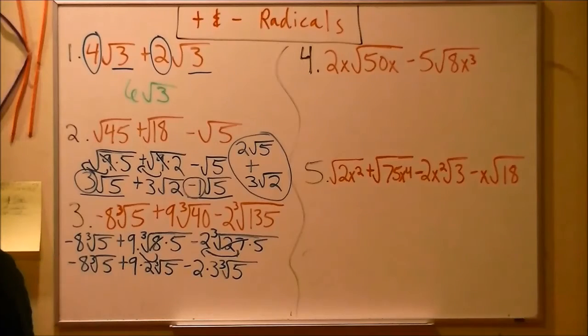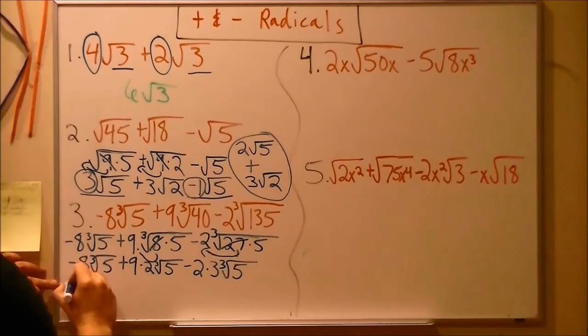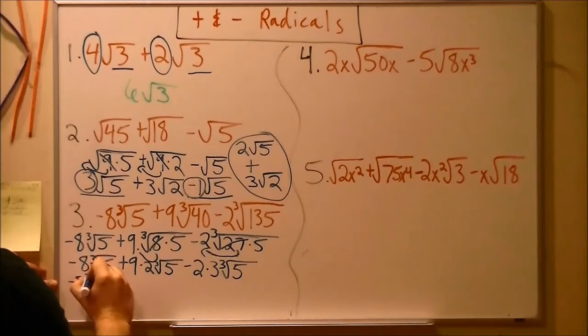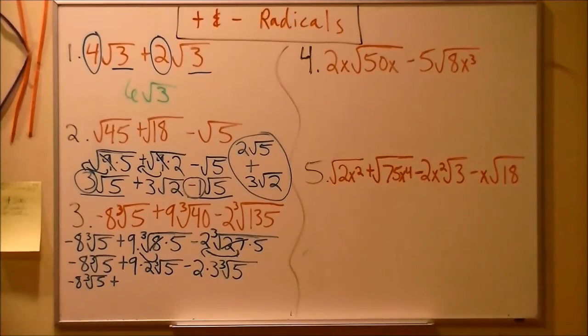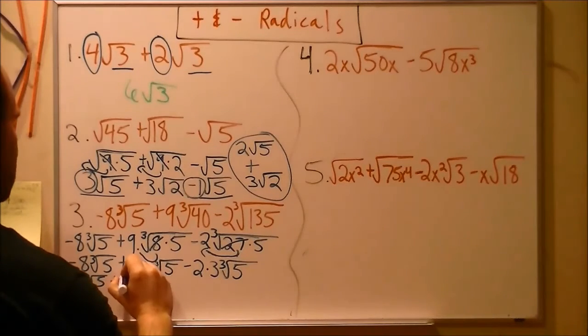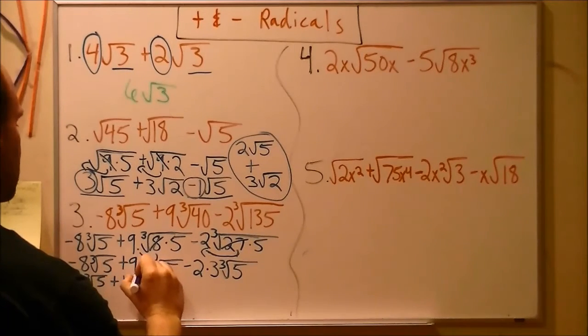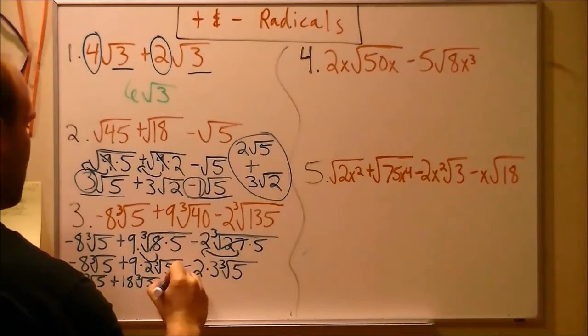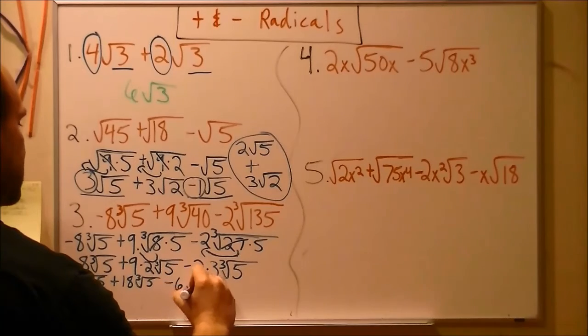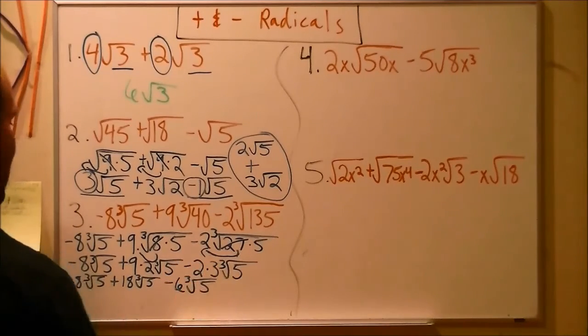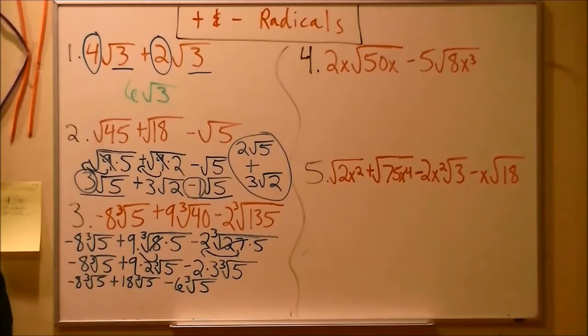5. Now I need to do some simplification. Negative 8 cubed root of 5. That remains unchanged. Plus, what's 9 times 2? 9 times 2 is 18 cubed roots of 5. Minus, so I don't have to worry about the negative or the minus sign. What's 2 times 3? 2 times 3 is 6. Keep my cubed root of 5. Now, do I have any terms that are in common, meaning they have the same base?